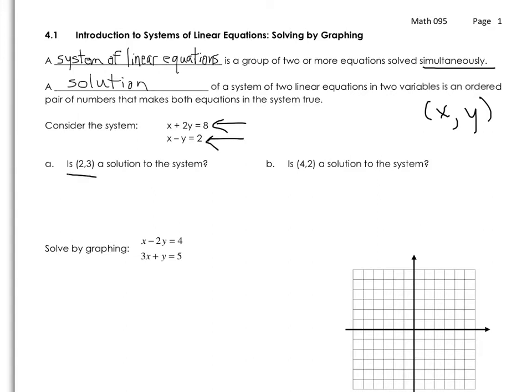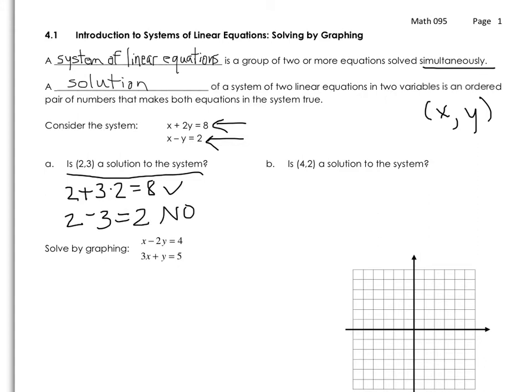So if (2, 3) is a solution to the system, then when we substitute it into both equations, it has to make both of them true. So let's substitute x equals 2 and y equals 3 into our first equation. That gives us 2 plus 3 times 2. Does that equal 8? 2 plus 6, yes, that's 8. That works. What about x minus y? 2 minus 3. Does that equal 2?